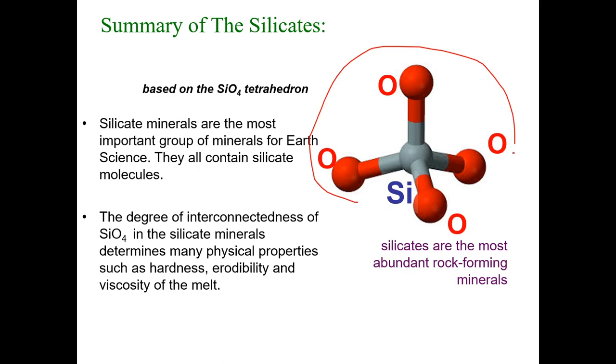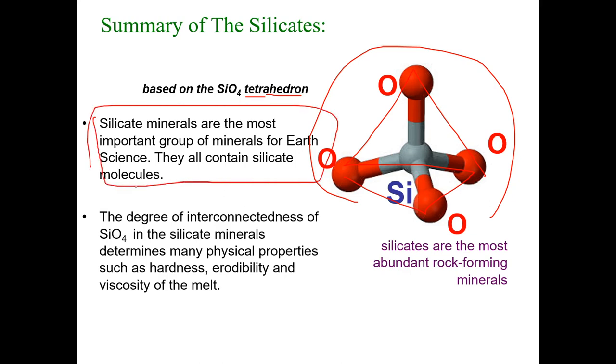Here's the silicate tetrahedra, right? It is kind of this pyramid type shape. Boom, that kind of looks like a triangular shape, has these 4 triangular faces. Tetra means 4, so it's 4 faces. He's got 4 triangle faces. The silicate minerals are the most important group of minerals in earth sciences. They all contain the silicate molecule. They're all made of the silicate molecule.